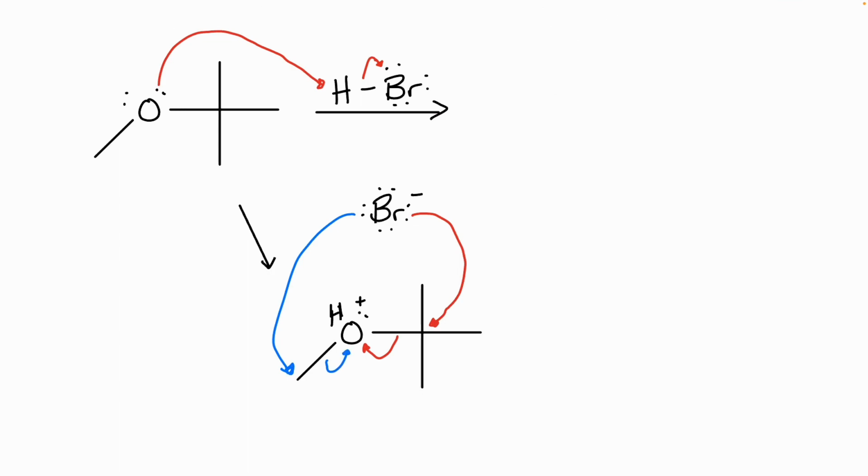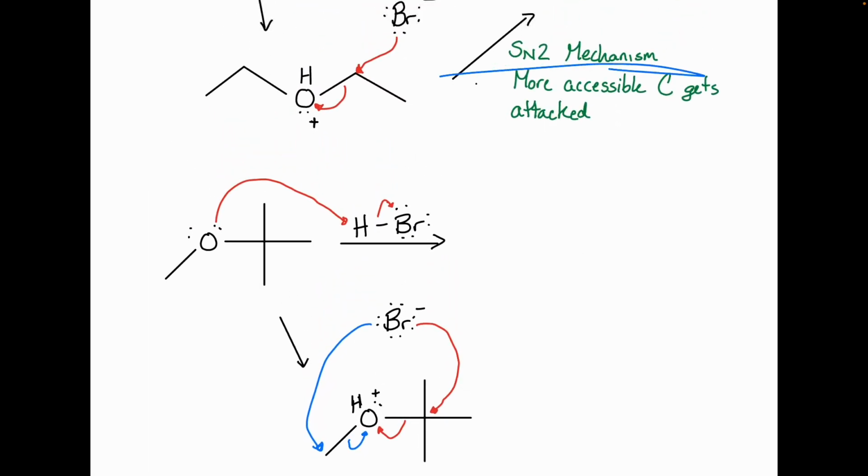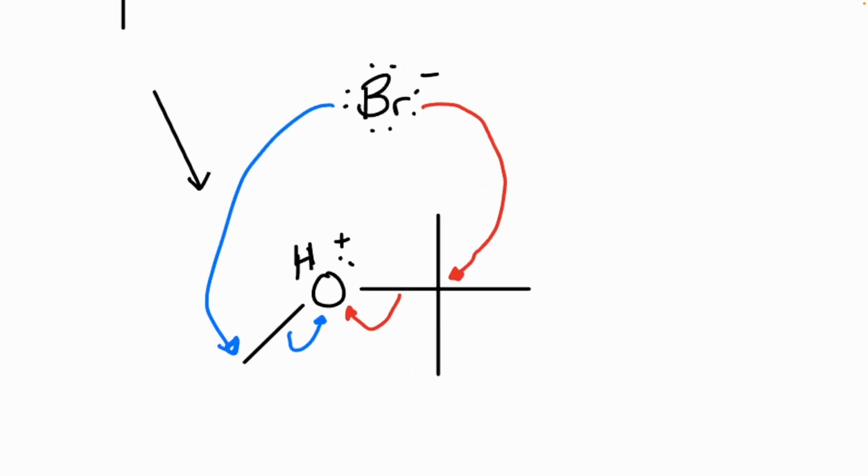Which one of these two steps is going to be more likely here, the red or the blue? We said this is SN2. It's the more accessible carbon that gets attacked here. Which one of these carbons is more accessible? This blue one over here or this red one over here? The blue one, right? The red one is super duper crowded. There's no way for that bromide ion to actually get in there.